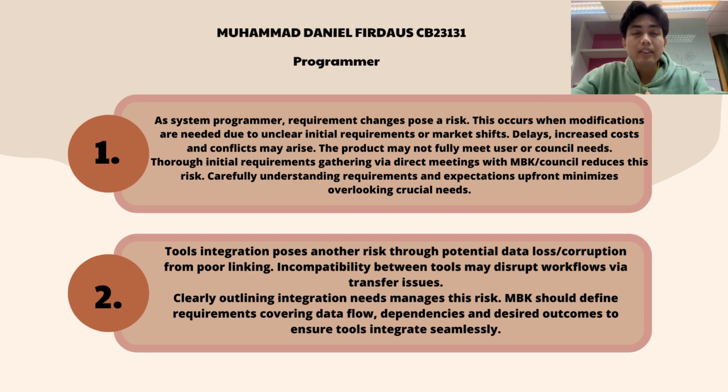For the possible risk types that have been stated in the slide, there's a strategy to overcome the risk. The first risk to overcome is comprehensive requirement change, by spending more time in thorough requirement gathering in the beginning phase of the project. Having a direct meeting with MBK or Majlis Bandaraya Kuantan to have a clear understanding of what they need and also the expectations of the system that will be created. This will reduce the risk of overlooking crucial requirements.